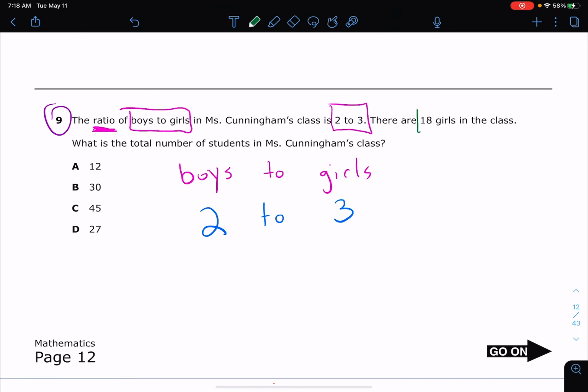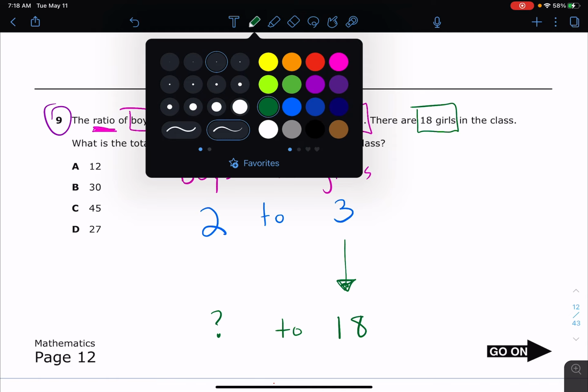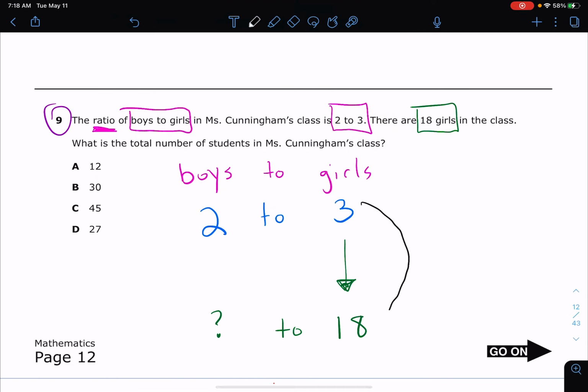It says there are 18 girls. ¿Cuántas niñas hay? 18. So what did I do? ¿Qué hice to go from 3 to 18? ¿Qué hice para ir de 3 a 18? Did I multiply or divide? ¿Multipliqué o dividí? I multiplied by 6. Porque 3 por 6 is 18. 3 times 6 is 18.